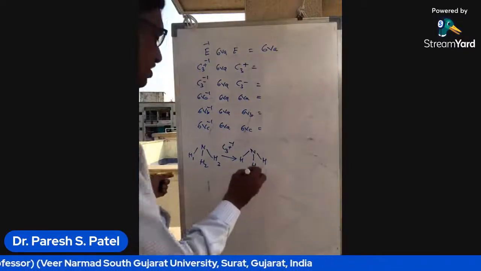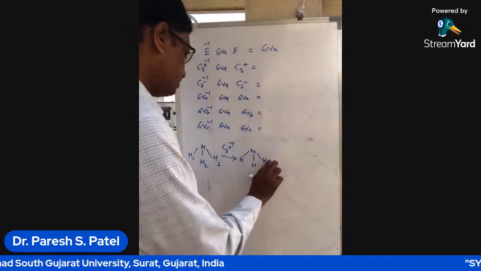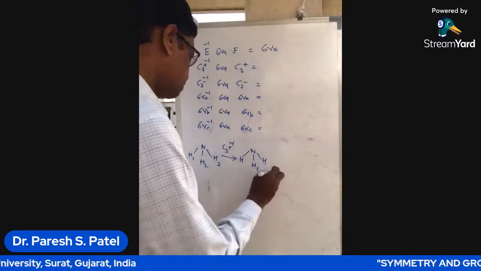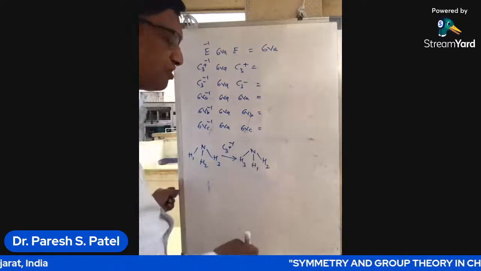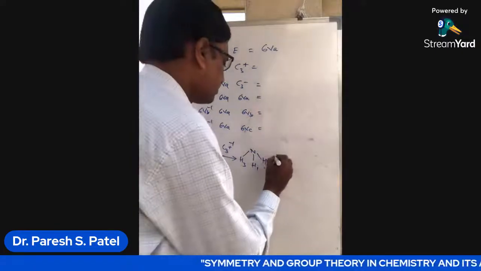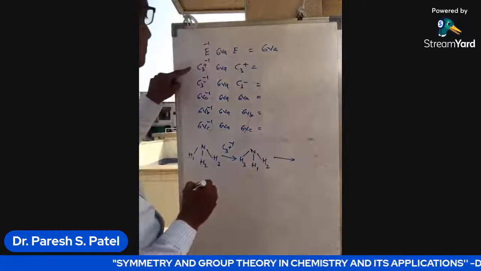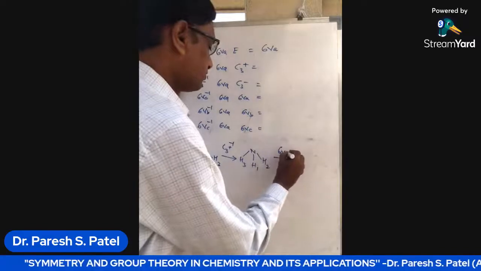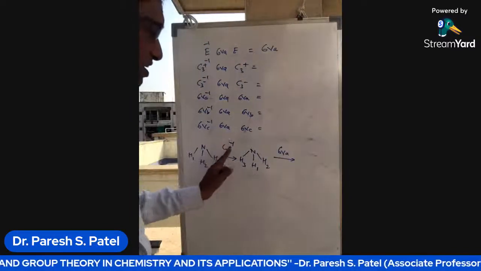C3 one time anti-clockwise rotation. It means 1, 2, and 3. This is the one time anti-clockwise rotation. Next, sigma V. This is rotation followed by the reflections.